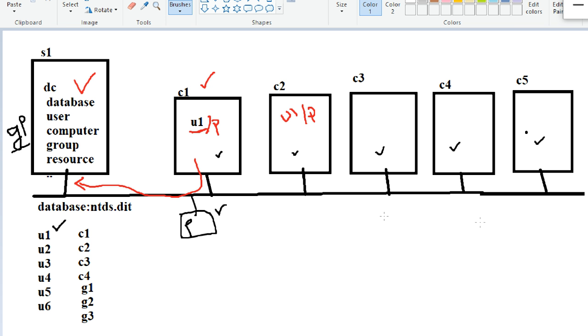In a domain only, I will create a policy, a group policy, and there I will mention the printer. And through group policy, I will distribute that information to everyone. So all the PCs will get configured with the printer information. So that is called a group policy.